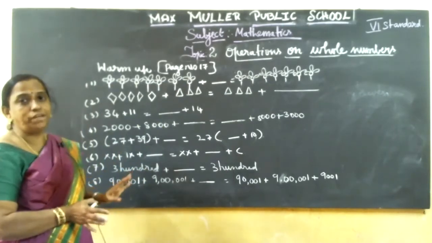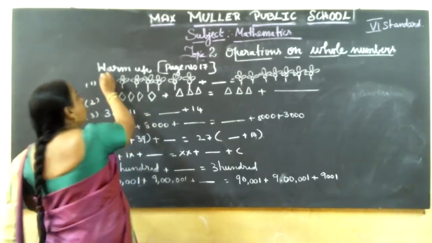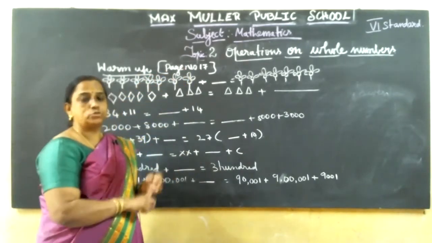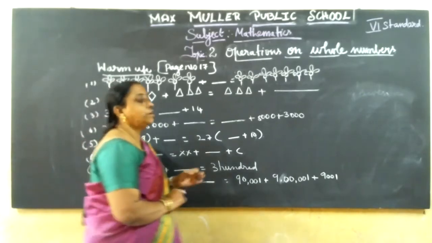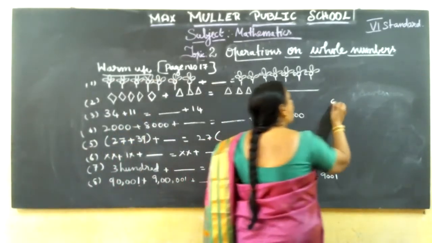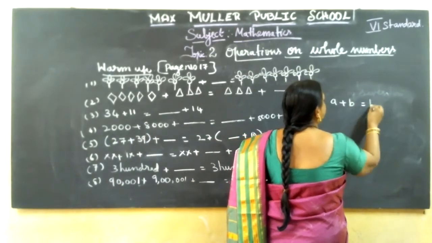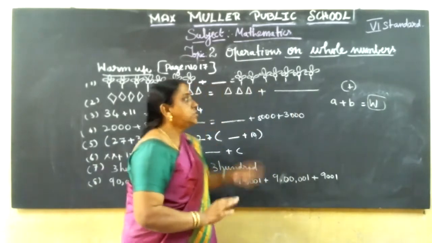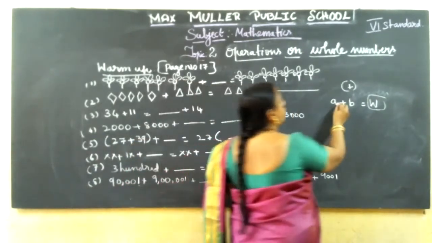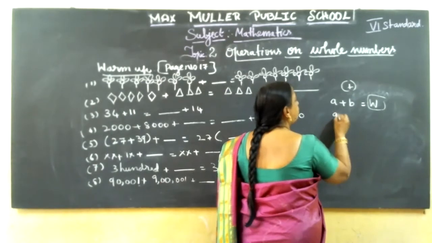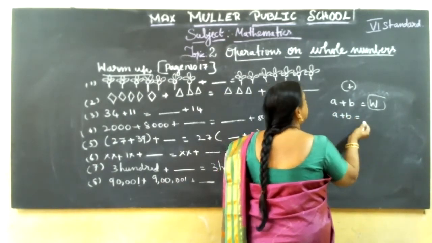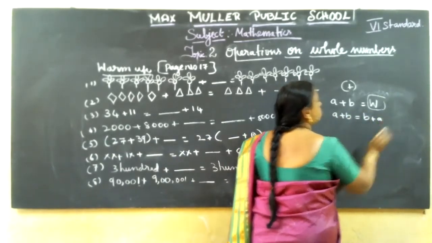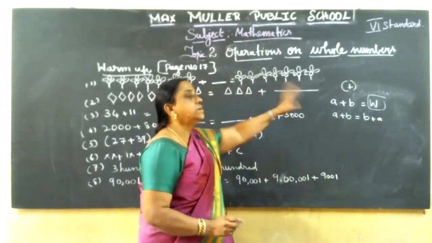Now don't copy in the textbook. First listen. Now this is the form of the exercise. Already I taught you in addition: closure property, associative property, and commutative property. In closure property, if you add any two whole numbers, the answer is always a whole number in addition. Today I'm going to teach only about addition, so keep that in your mind. This is closure property. Commutative property: if you add any two whole numbers and change the order, a plus b is equal to b plus a, you will get the same answer. It won't affect it.